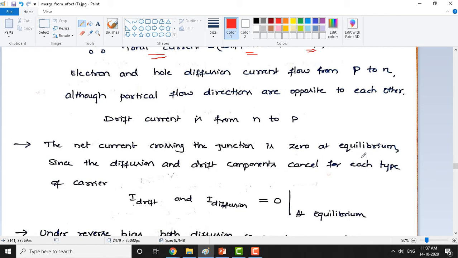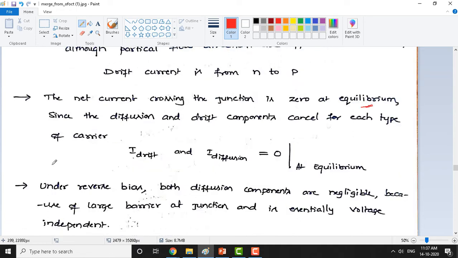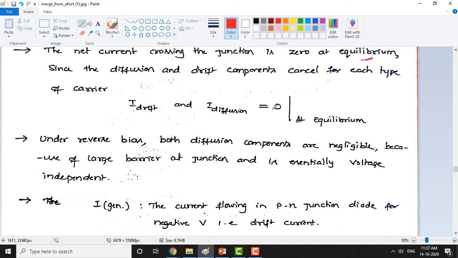At equilibrium, we don't apply any potential. Both the diffusion current and the drift current cancel each other, and the total net current at equilibrium is going to be zero. So this is what this equation tells you: I drift plus I diffusion is going to be equal to 0 under equilibrium condition. Equilibrium means we are not applying any potential.